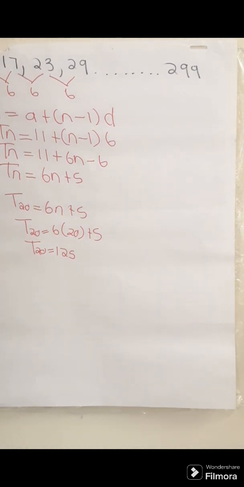There you have it. Now we have 1.1.3. 1.1.3 says, which term is 299? How many terms do we have in this pattern? Now they told you this is the last number in this pattern. And now we want to know how many terms do we have?